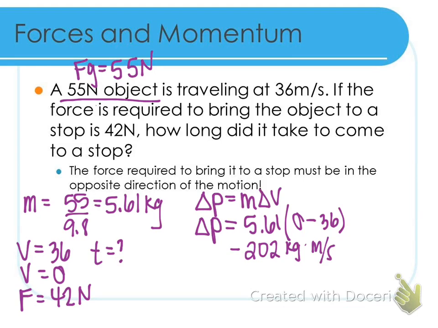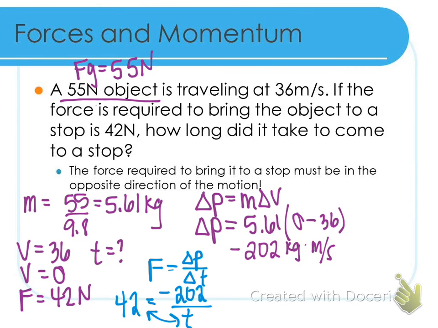This time we were given our force, and we're going to use the equation force equals delta P over delta T. Our force was 42 newtons. Our momentum change was negative 202, and we're going to solve for time. Our trick when we have variables set up like this, with our variable on the bottom, is to switch these two places. So T is equal to negative 202 divided by 42.